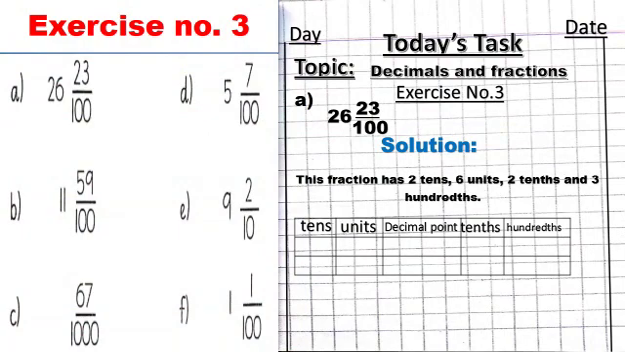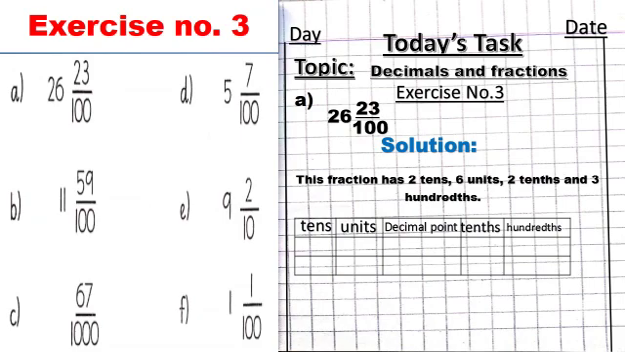Okay dear students, let's move to exercise number 3. It's about write the fractions in the decimal numbers. Let me solve the first question of this exercise, that is 26 23 over 100. Look at this question. 26 is a whole number part and 23 over 100 is a decimal part.